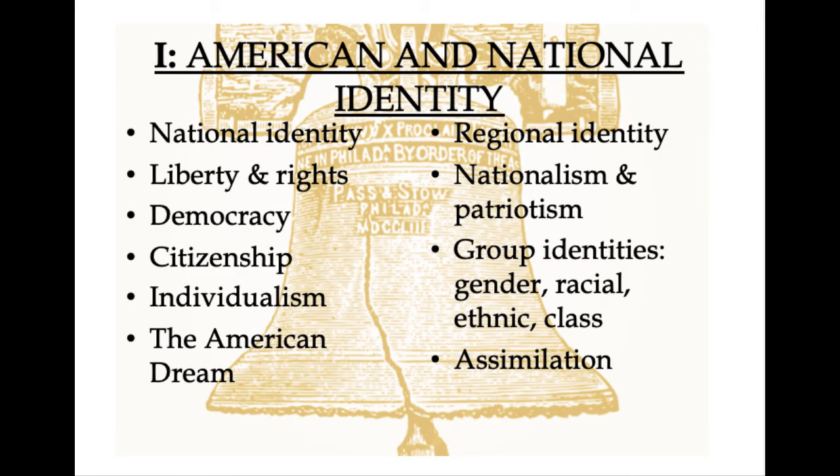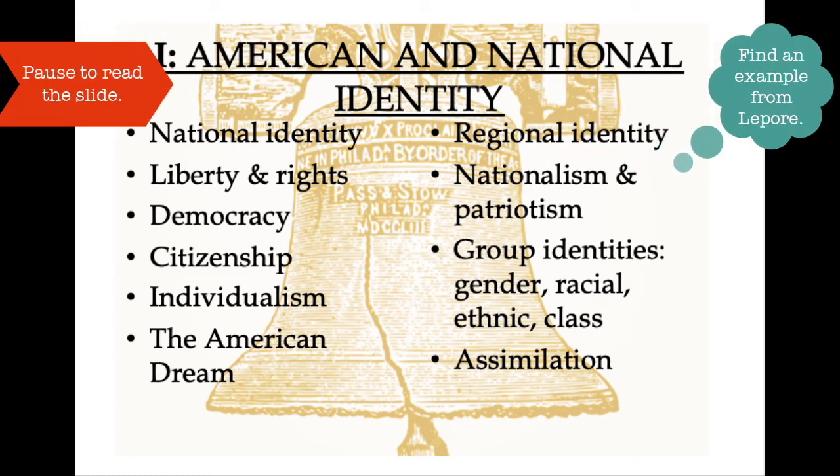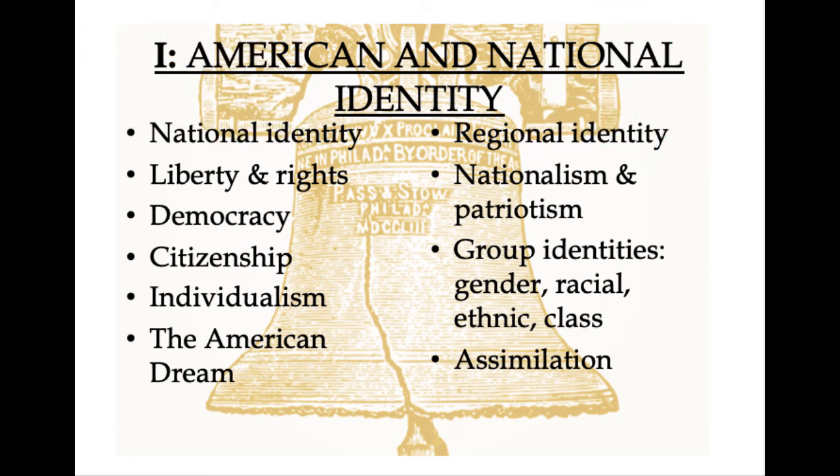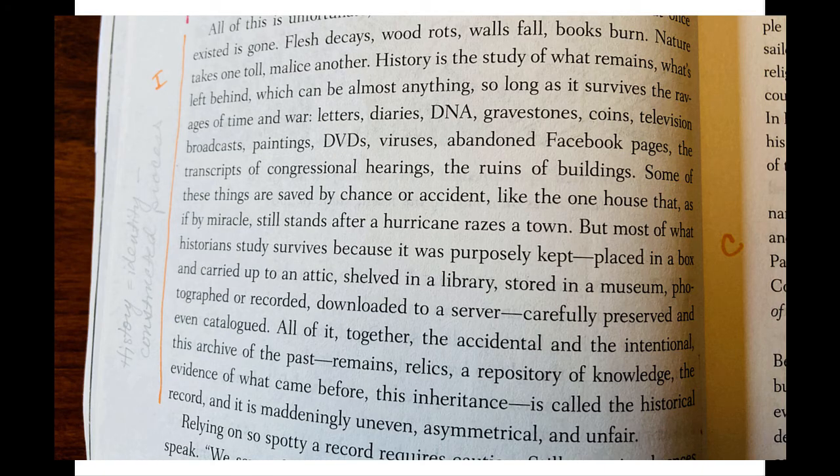I is for American and national identity. The question I think that always goes with this theme is the question of an identity crisis. Who are we? Who am I? Keep that in the back of your head when you think about this theme. Here's where I see it in Lepore's text.